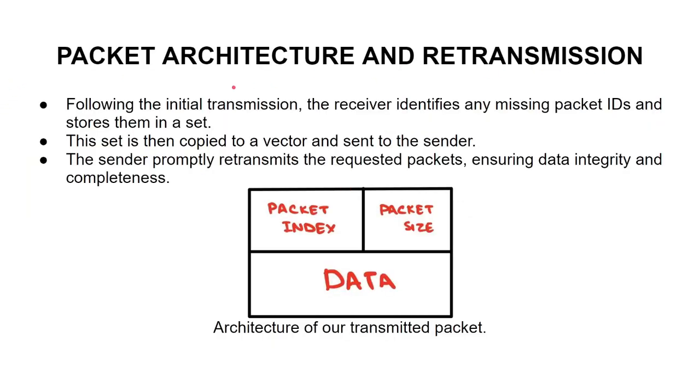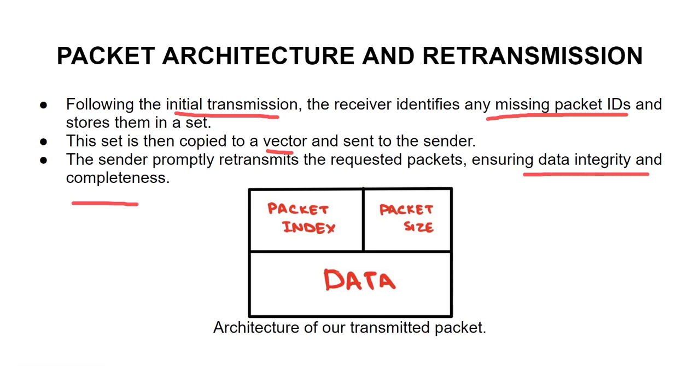So packet architecture and retransmission. After the initial transmission, the receiver will identify any missing packet IDs and store them in a set. And since we cannot send a set, we'll copy that set into a vector and send it to the sender. The sender will promptly transmit the requested packets and ensure data integrity and completeness.